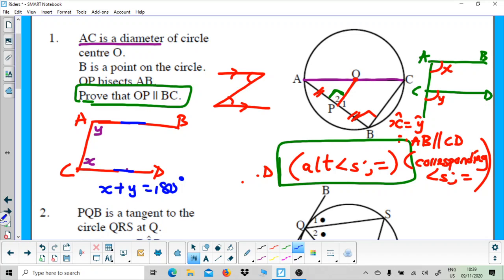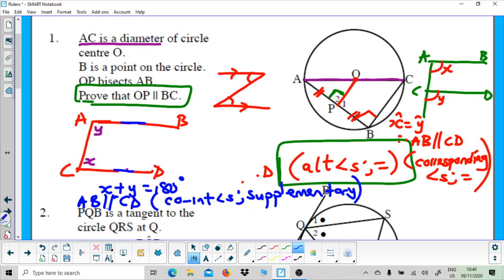So let me just tell you the reason. Here you will say AB is parallel to CD because you notice that co-interior angles are actually supplementary. So you can say sup, or you can write the whole thing, supplementary. Okay, I can't remember if it's an E or A here, you can check it on your own. Right, so those are the three things we use to prove that lines are parallel.